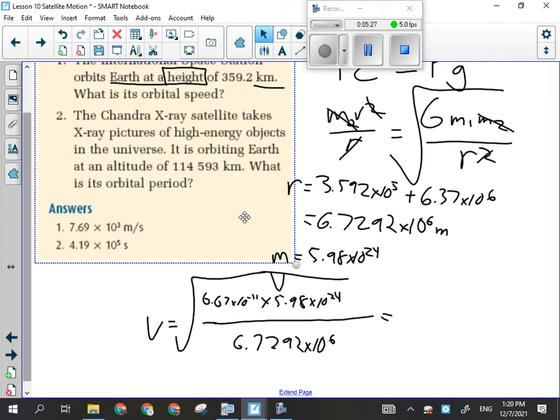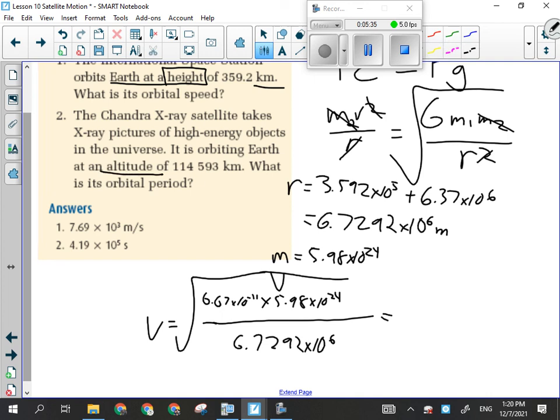How many people have done the second one? I didn't think so. Okay, take a little time, try the second one. Remember that it is orbiting and giving you the altitude, which is measured from the surface, and it gave it to you in kilometers, so add 3 more zeros to that to get it in meters. And then add the radius of the Earth.